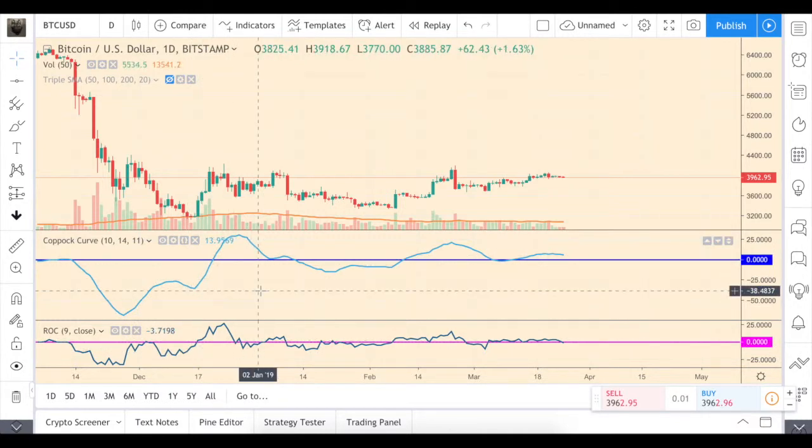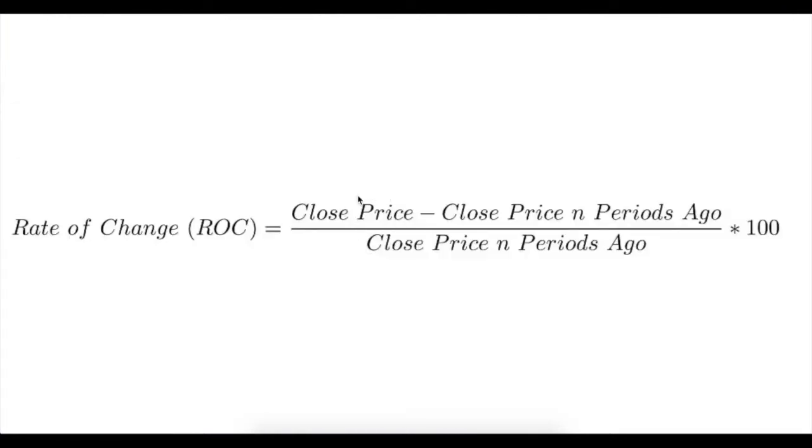The same applies to the Coppock curve. ROC is the difference between the current price and the price n periods ago, divided by the price n periods ago. It is usually multiplied by 100, so it is in percent. Basically it shows how much price changed over a certain period of time, and what the rate of this change is. That's why it is called ROC, rate of change.